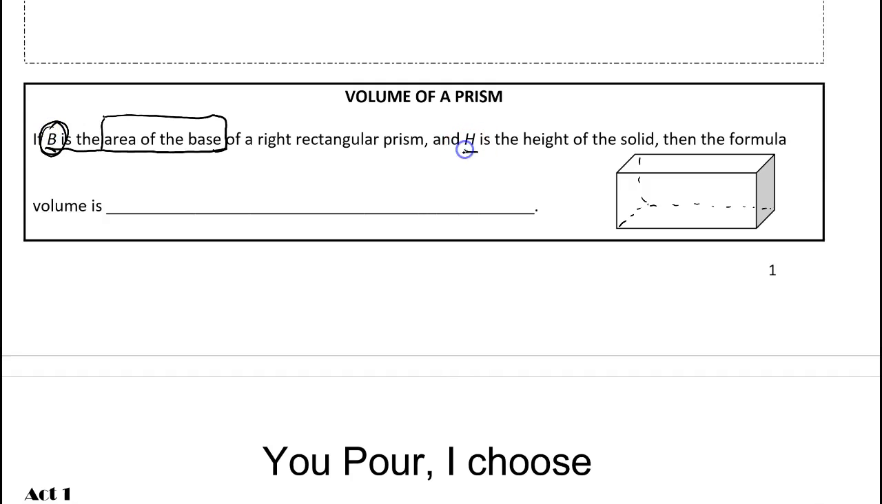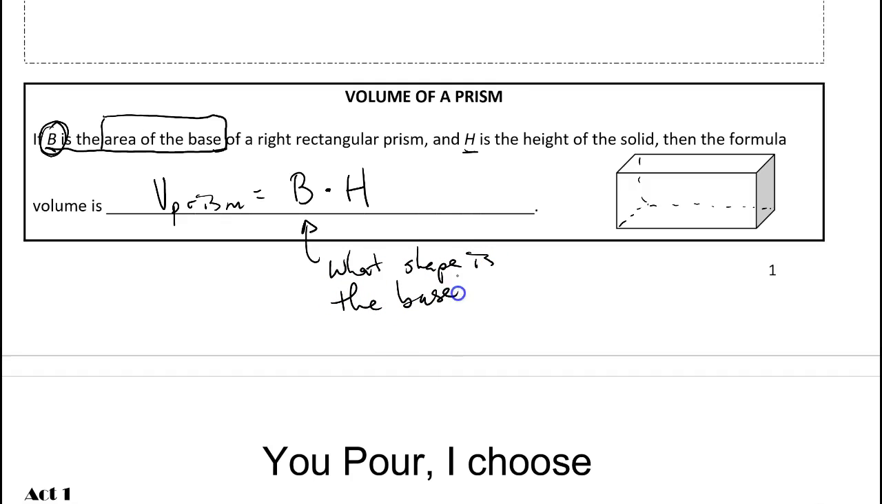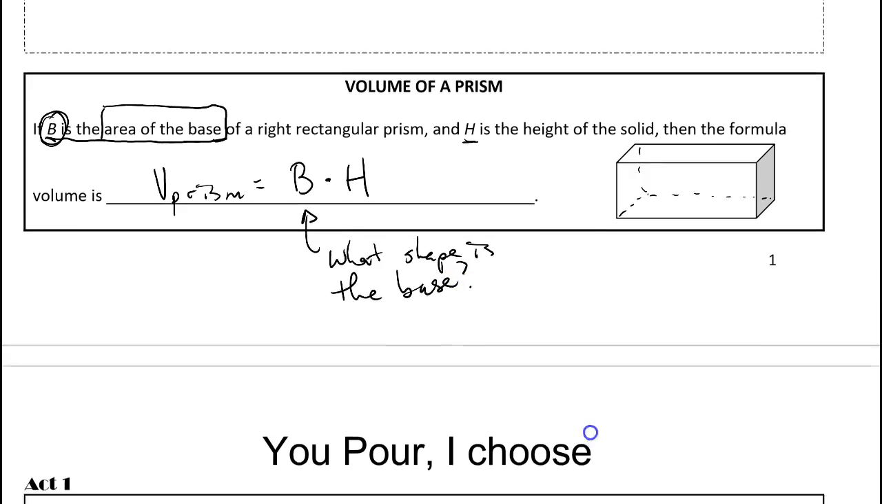Then we're going to use a capital H for the height of the solid. So the volume of a prism is going to be area of the base times the height. And always ask yourself, what shape is the base? That's the important question, so you know what formula to use to calculate it.